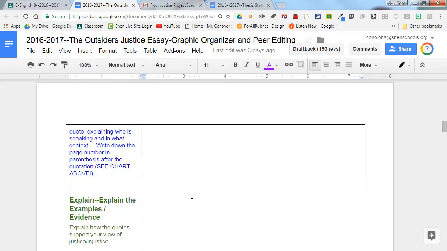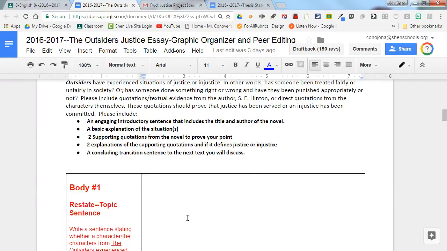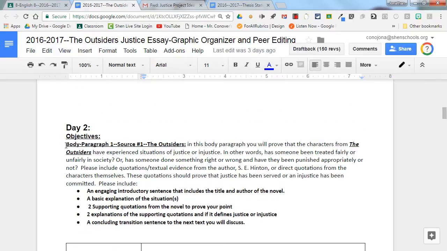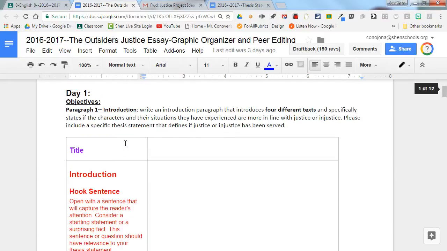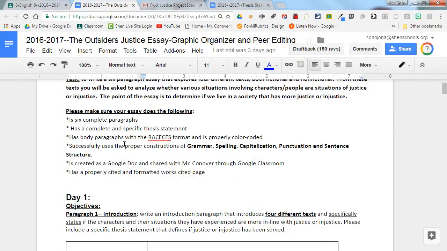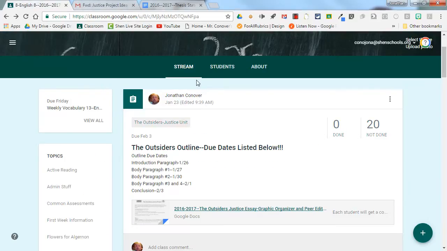So 2 of the boxes are simply just pasting, and the rest of it you kind of have to do yourself. You do that day after day, and that's how you do your body paragraphs. So all the work that we do over the next few days will be done right on this document, and will be worth 30 points total. So make sure you're keeping up with it. I'm going to close out of this and tell you a little bit about what we're doing today.